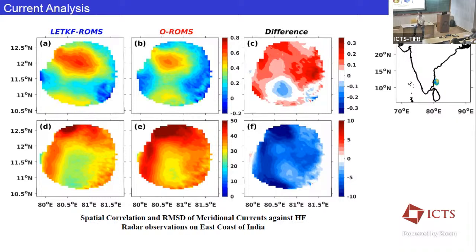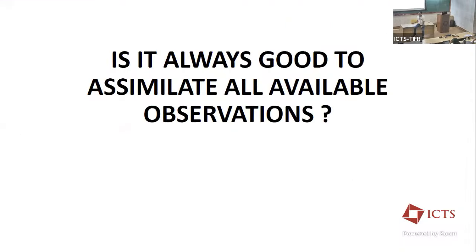Okay, so the next question we will address is, is it always good to assimilate observations, or all available observations? So during tea time, give it a thought. Should we always assimilate observations? If yes, why? If not, why? This is outside the purview of the data thinning or superobbing that we talked about.